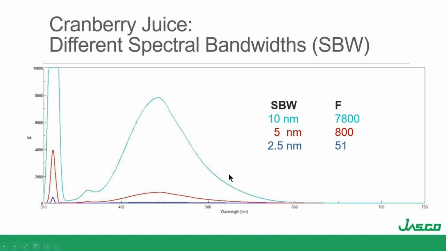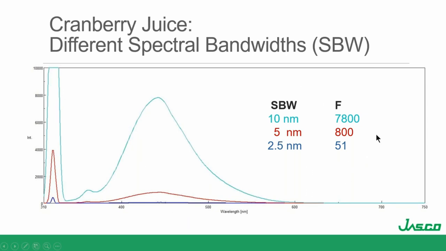So in this example, I have the same solution that we looked at earlier, except I'm going to try different bandwidths. 10, 5, and 2.5 nanometers show a huge difference in fluorescence signal, right? Kind of hard to see if there's any difference in resolution here, right? Cranberry, the anthocyanins that we're likely seeing in cranberry juice, have a very broad featureless spectrum, right? So not a big deal.